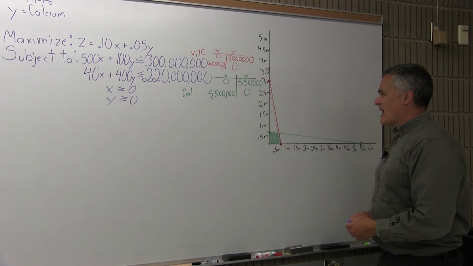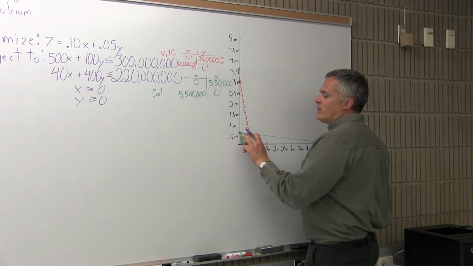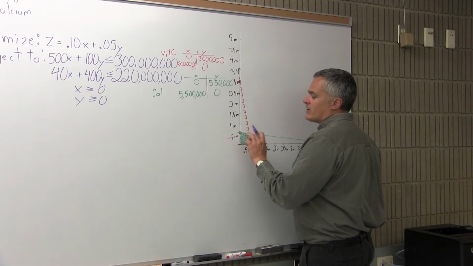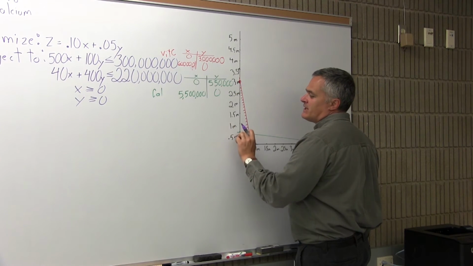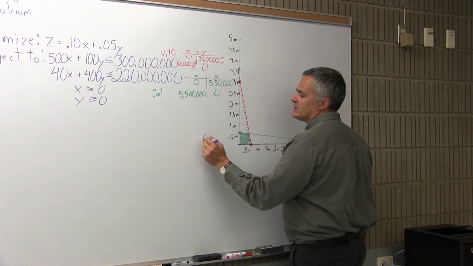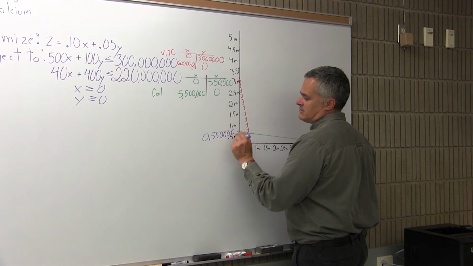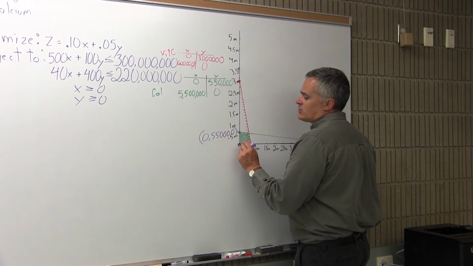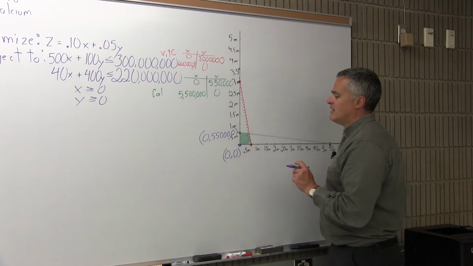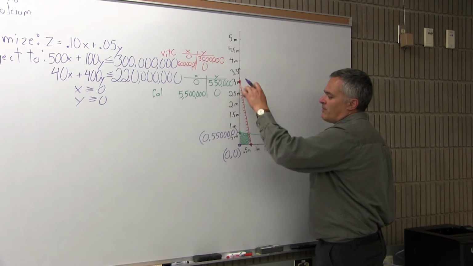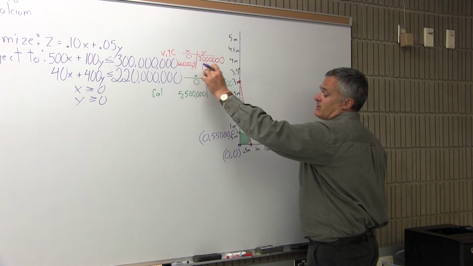Now that I have it graphed, I need to label the corner points. So one corner point, if you remember this green line crossing the y-axis, crossed at a height of 550,000. So to get to this spot, I've gone over 0, up 550,000. The next corner point is 0, 0. That's easy enough. Now, the corner point of the feasible region formed by the red line coming down and crossing the x-axis is 600,000, 0.